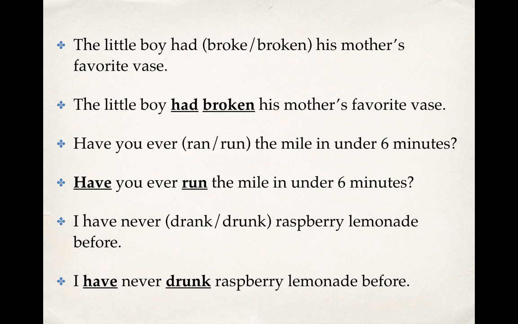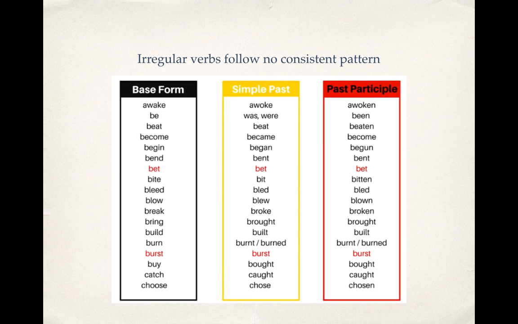But here's the thing with irregular verbs: they're irregular. There's no real rhyme or reason or pattern. So you just have to review them. You just have to practice. And I did include just a sample, just a few. There are dozens and dozens and dozens of irregular verbs in English. But these are just a few.